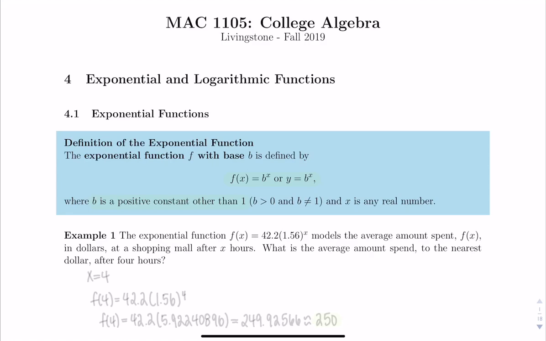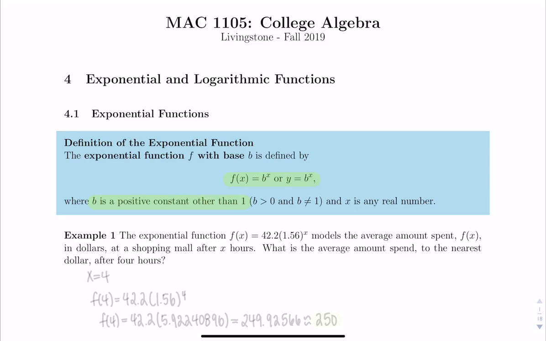Chapter 4 is on exponential and logarithmic functions. In 4.1, we're going to explore exponential functions first. So the definition of the exponential function, f, with base b is defined by f of x equals b to the x, or y equals b to the x, where b is a positive constant other than 1, and x is any real number.